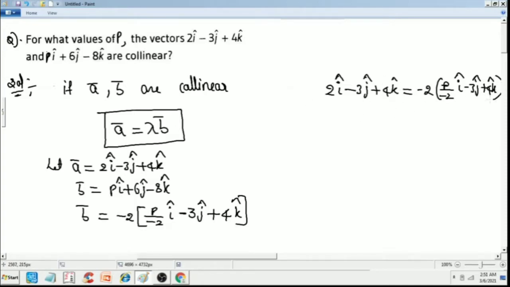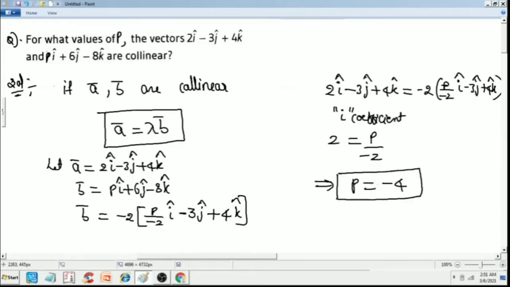See here 4k same, minus 3j same. So here the i coefficient is 2, and on the other side the i coefficient is p by minus 2. So 2 is equal to p by minus 2. From here we can say p is equal to 2 twos are 4, minus 4, hence p value is minus 4. When p is equal to minus 4, a and b are collinear. That's all. This is the solution.